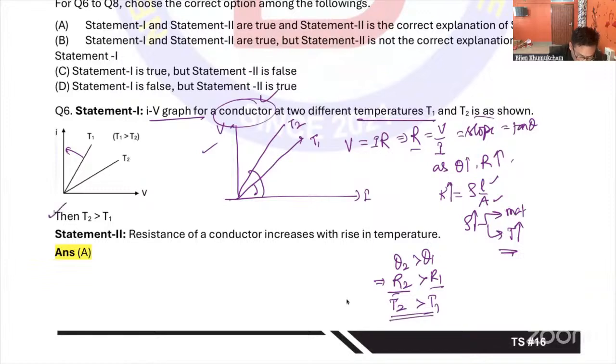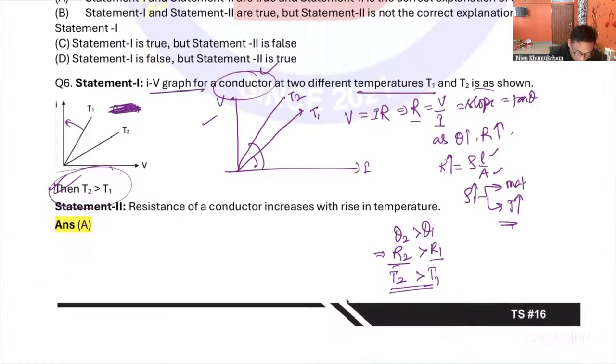T2 will be greater than T1, so it is correct. They are writing here something like T1 is greater than T2. Just ignore it. Just check this statement.